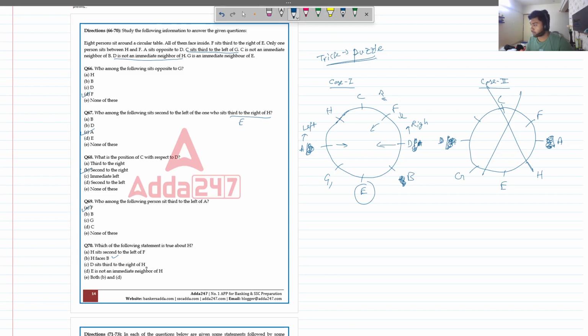D sits third to the right of H. H, D should be third. D is over here from the right side, so it's not third. So not true. C is not true. E is not an immediate neighbor of H. E and H, they are not immediate neighbors. That is true. And both B and D. So this is my correct option. Option E. Both B and D are true.